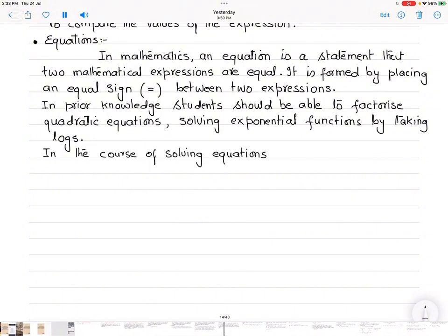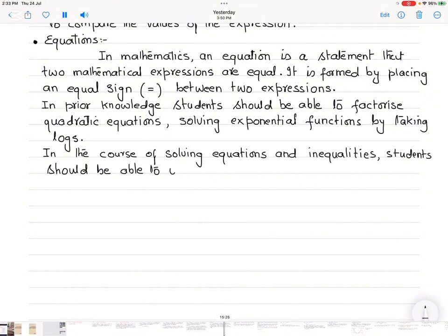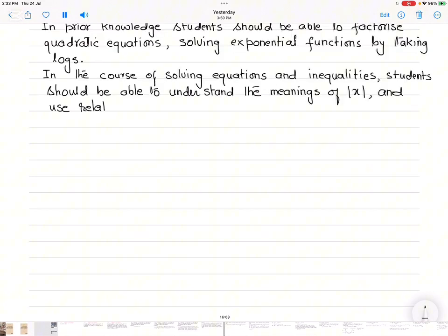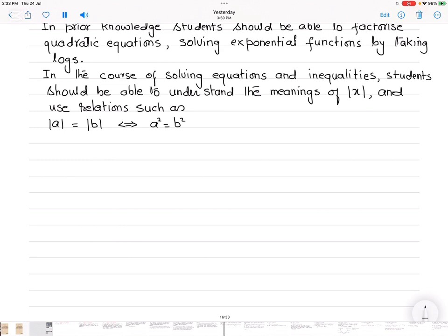In the course of solving equations and inequalities, students should be able to understand the meaning of x modulus and use relations such as |a| = |b|. This is the same as a square equals b square, because you remove the modulus sign by squaring both sides. And |x - a| < b is the same as writing x is less than a plus b and greater than a minus b. This comes by taking the plus minus sign with the |x - a|.